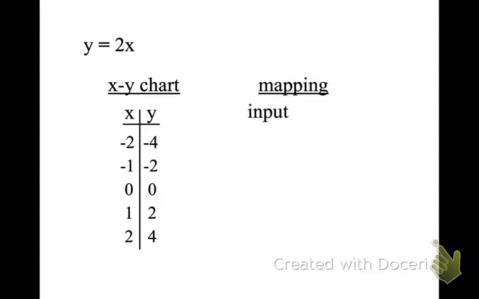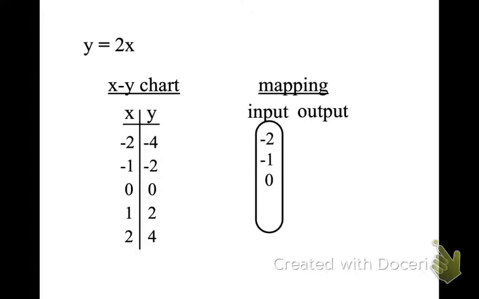Now, to map means you put all of the input values, all right, we take all of our input values with no repeats. And we take all of our output values with no repeats, and we put them into these long little oval shapes. And so all the possible inputs, I list them. And then for my outputs, I'm going to draw an arrow to whatever they go with.